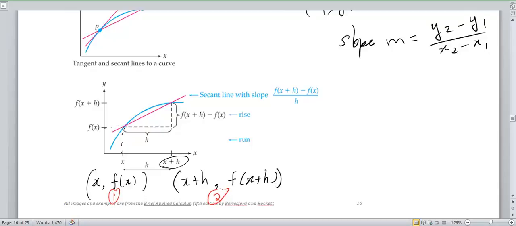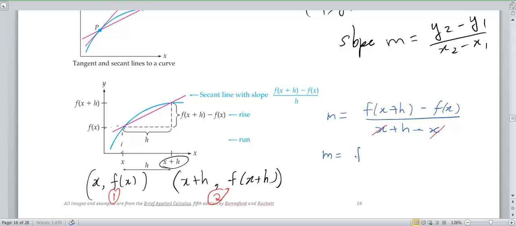So I have the slope m equals y sub 2 minus y sub 1 over x sub 2, which is x plus h, minus x sub 1, which is just x, and then the x's cancel out. So you're left with just f of x plus h minus f of x all over h. So the difference quotient is really nothing but the slope of the secant line. So we call this m secant. It's the slope of the secant line.